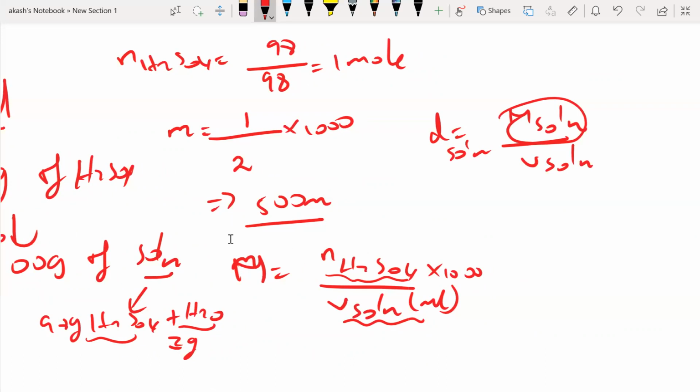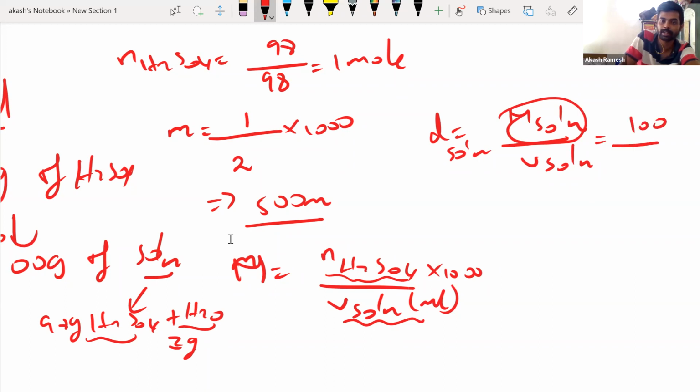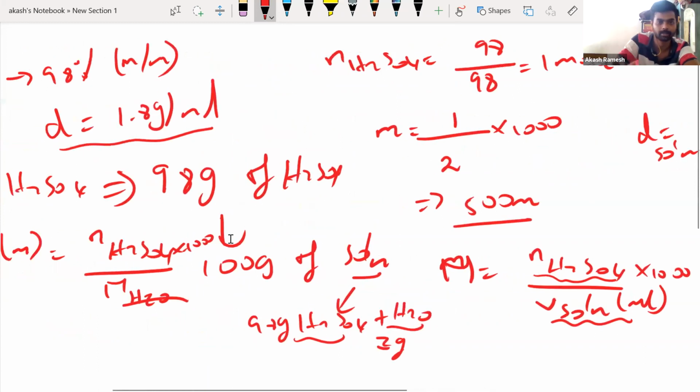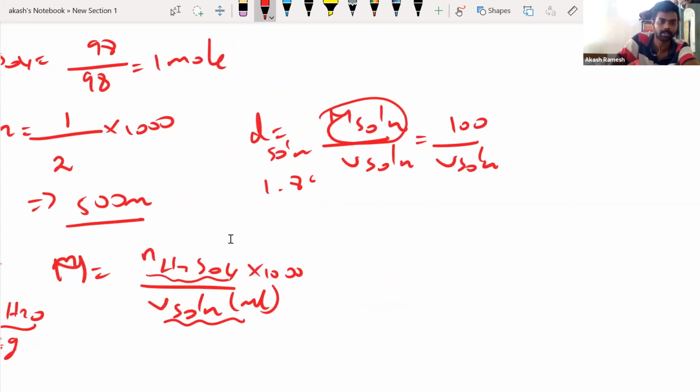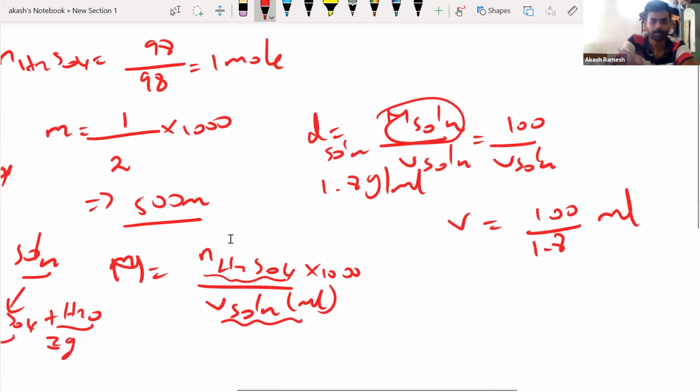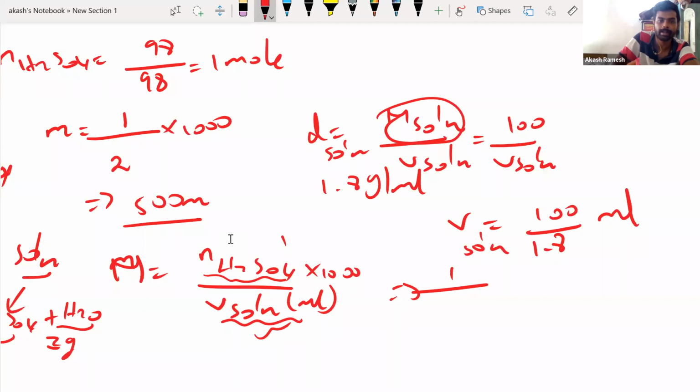100 grams. That's what we assumed, right? So the mass of the solution is 100 grams divided by the volume, and this value is how much? 1.8 gram per ml. So the volume would be 100 divided by 1.8 ml. That's the volume, right? So we substitute the volume. You already know the number of moles. So this should be 1 divided by 100 divided by 1.8.